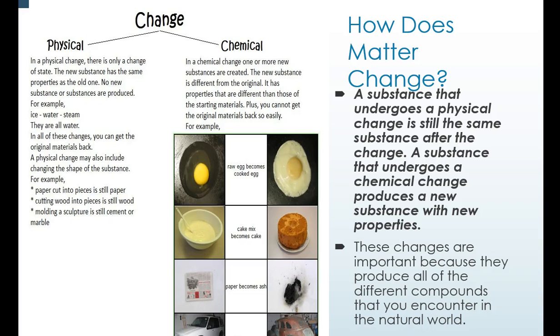All right. So we talked about properties. Let's talk about when those properties actually take effect.